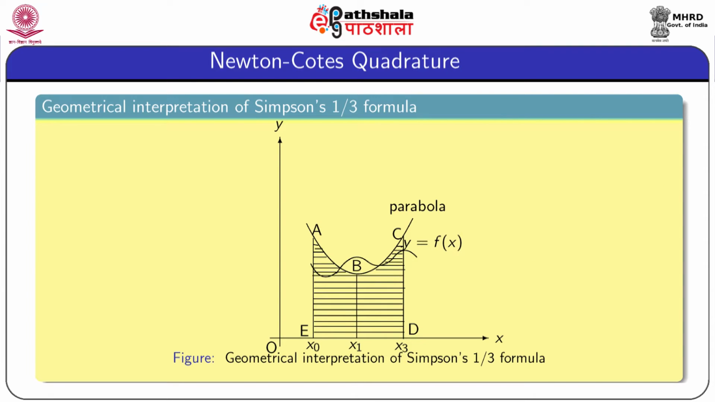Now, geometrically the Simpson one-third formula looks like this. In this formula, the given function y equal to f(x) is replaced by a parabolic curve ABC. That means the area obtained by the Simpson one-third formula, the area bounded by the region ABCDE, is nothing but the value of the Simpson one-third formula. That means the entire integration is approximated by the area enclosed by the points A, B, C, D and E.